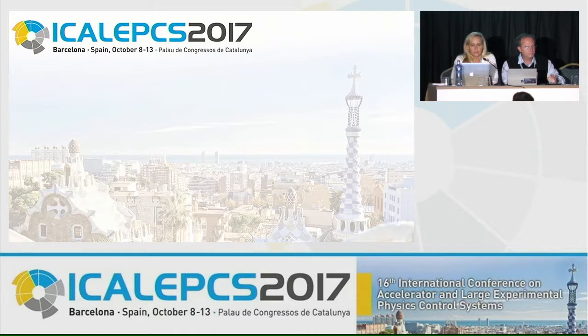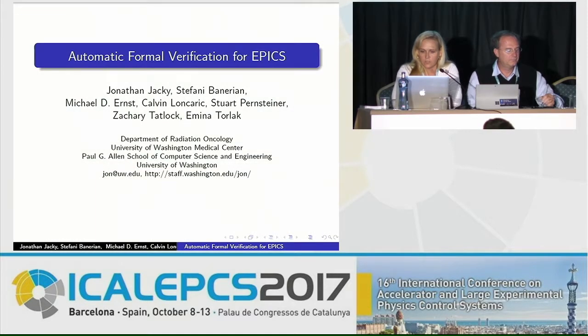Jonathan is a research scientist at the University of Washington Medical Center in Seattle. He has more than 30 years' experience in software development for radiation therapy, including treatment planning, data management, and control systems. He also has experience in automated software testing and formal verification.